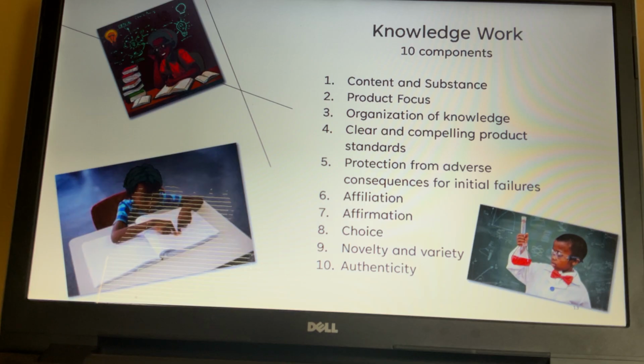It should have clear and compelling product standards. If I create this, what are the standards by which I must create it in order to show mastery? They should be protected from adverse consequences for their initial failures. Whenever any of us learn something new, we don't all get it perfectly the first time. So when children make initial mistakes, when they're learning something new, that's a time to encourage as opposed to admonish.